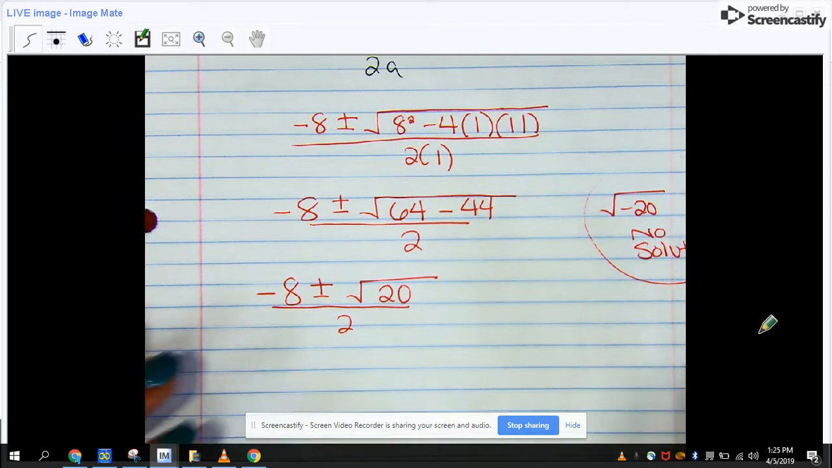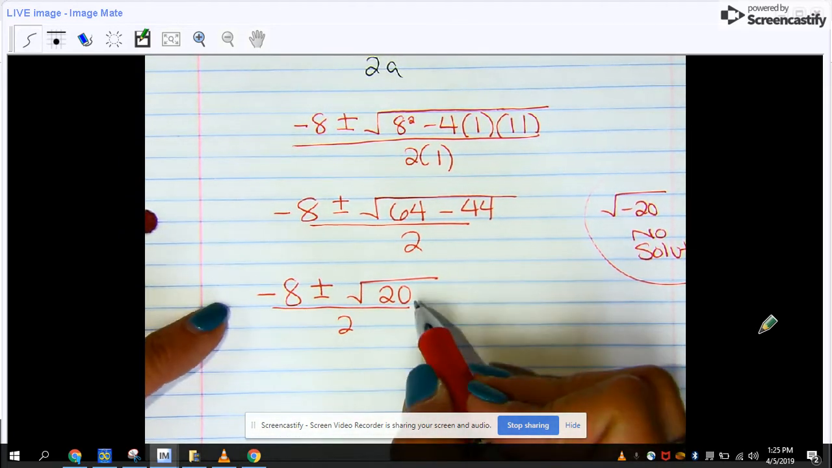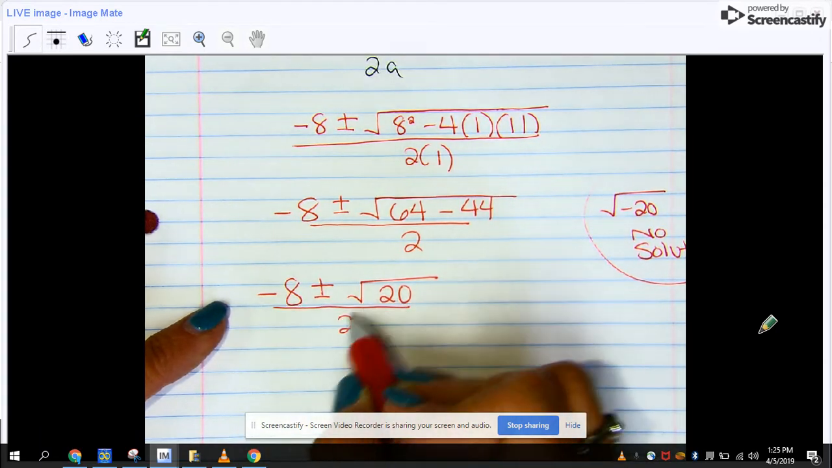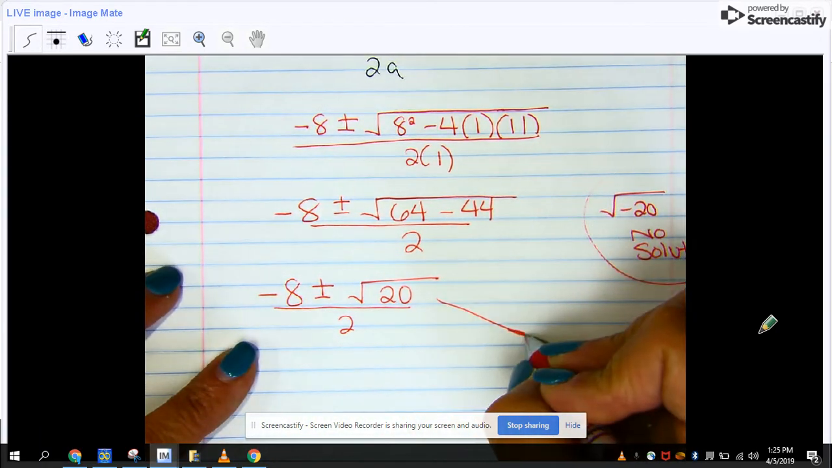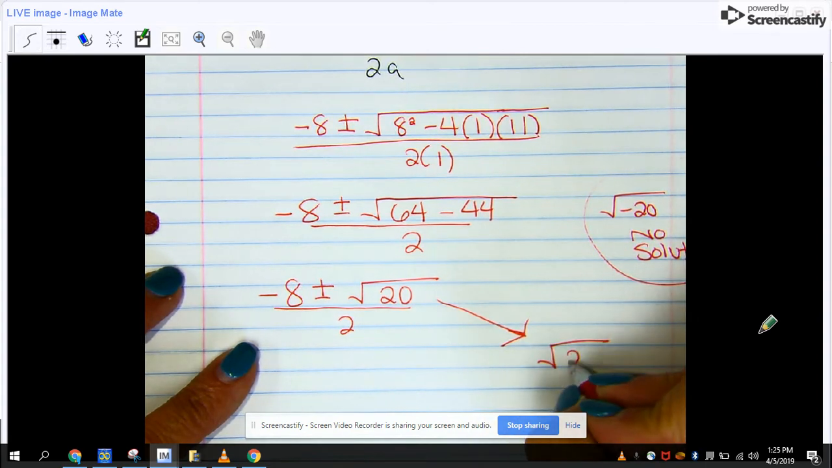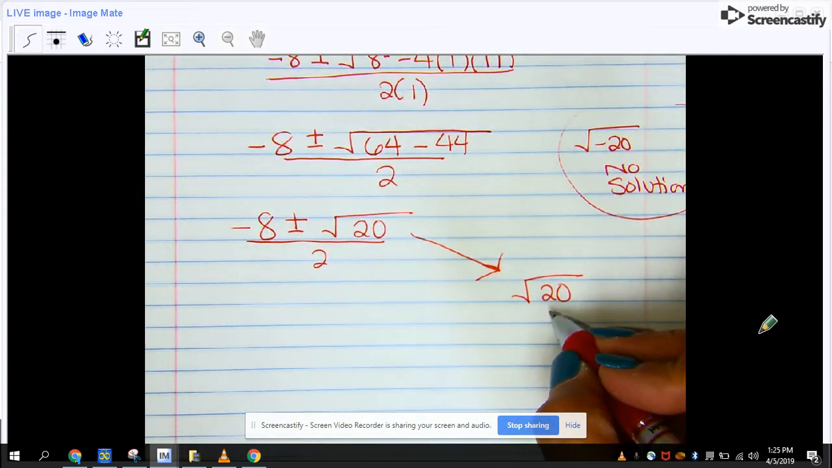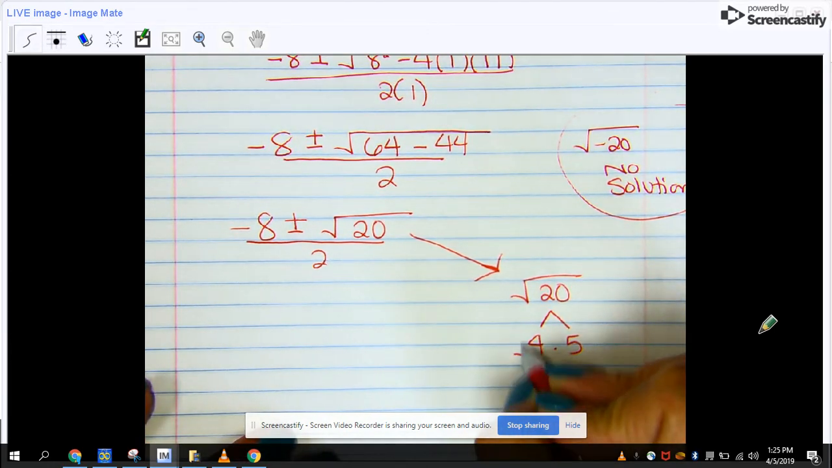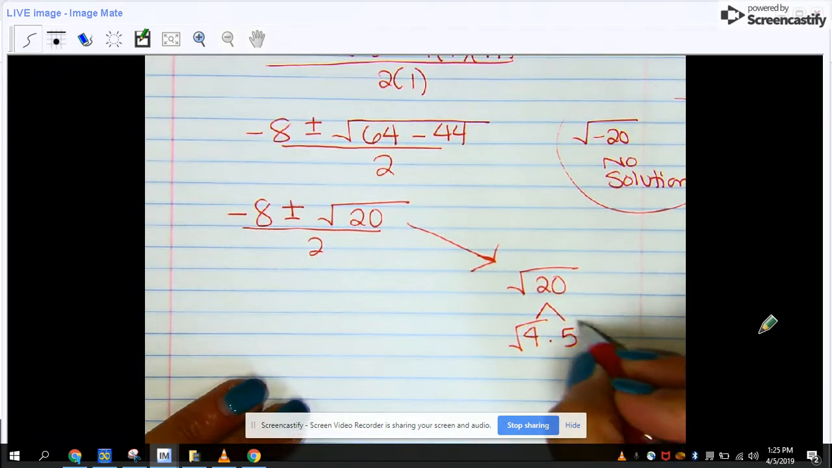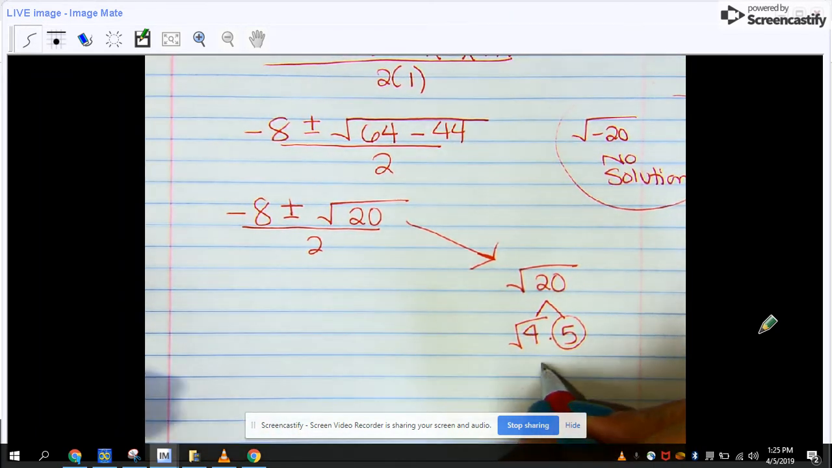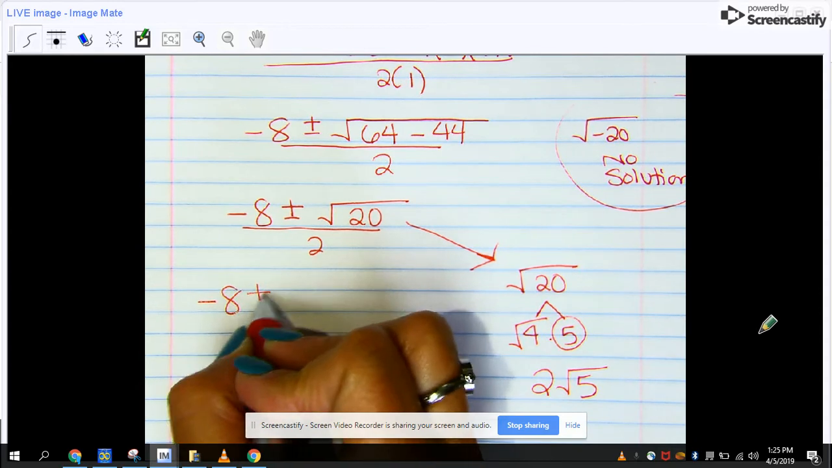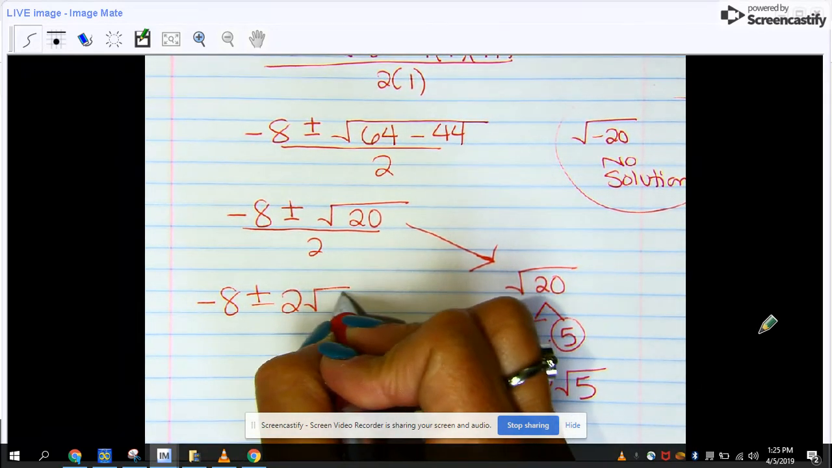So this is an example where we're not quite finished yet because we can simplify the square root of 20, and 2 goes into 8, and I'll get to that in a minute, but let's come over here with square root of 20. Looking for a factor of 20 that's a perfect square. 4 and 5. Now you can keep going down and know that 4 breaks down to 2 and 2, but the square root of 4 is 2, and 5 you can't, so it stays under the radical. Negative 8 plus or minus 2 square roots of 5 all over 2.